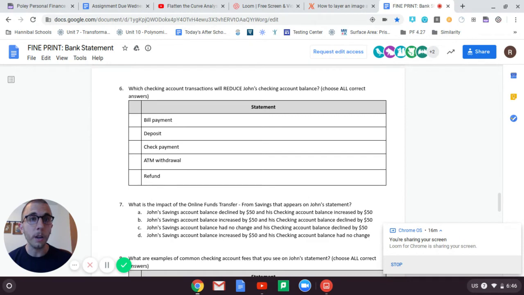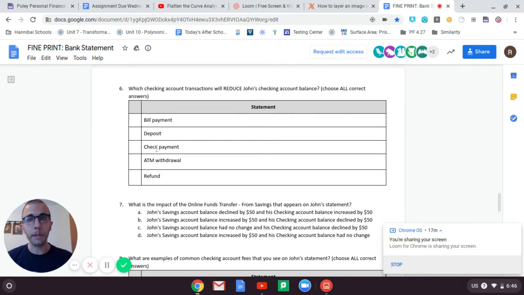Well, if you pay a bill, what happens there? You're paying somebody. That money is coming out of your account to pay off that bill. So yes, if you pay a bill, your checking account balance will go down. It will be reduced. So that first one should be checked. What about a deposit? Well, remember, a deposit is a good thing. You want to see deposits on your account because deposits increase your account balance. So a deposit does not reduce your account balance.